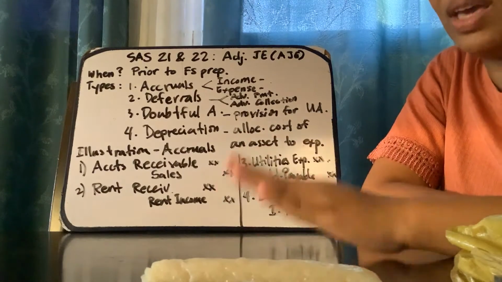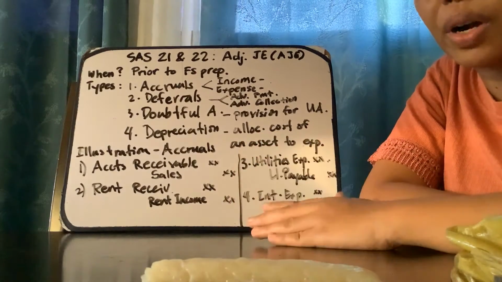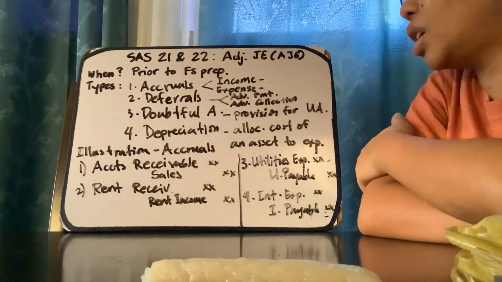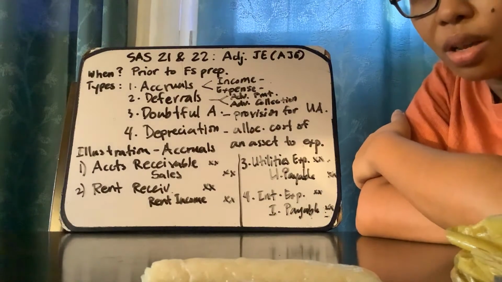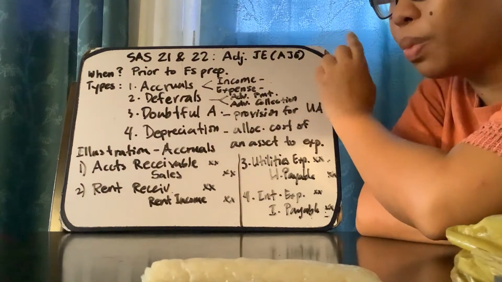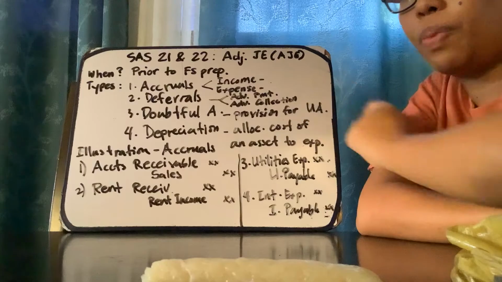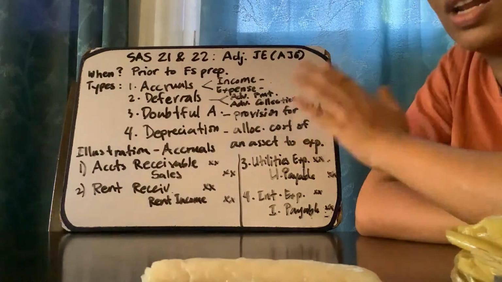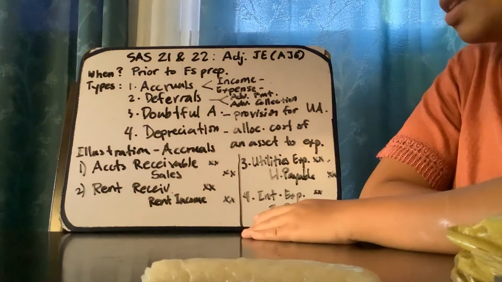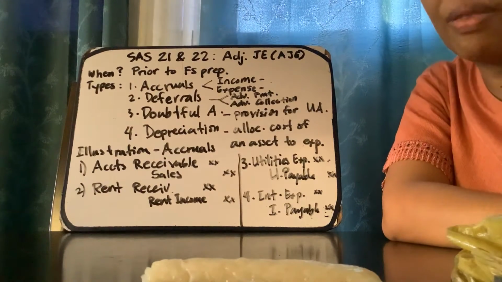Now, before we complete the cycle, most especially on the part of preparing our financial statement, there is what we call the adjusting journal entries that we need to learn. Why? We need to learn how to record adjusting journal entries when we are about to prepare our financial statement. We cannot complete the FS if we do not know how to record AJE. So when do we record this? Prior to preparation of FS.